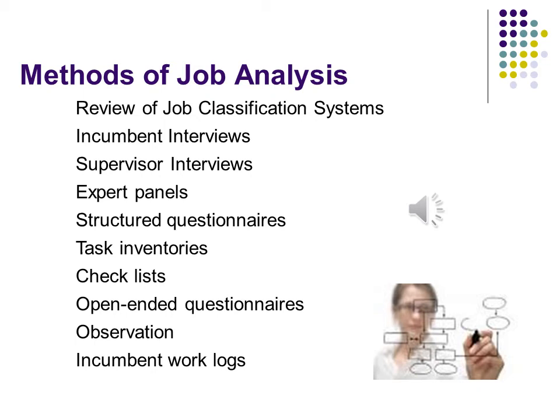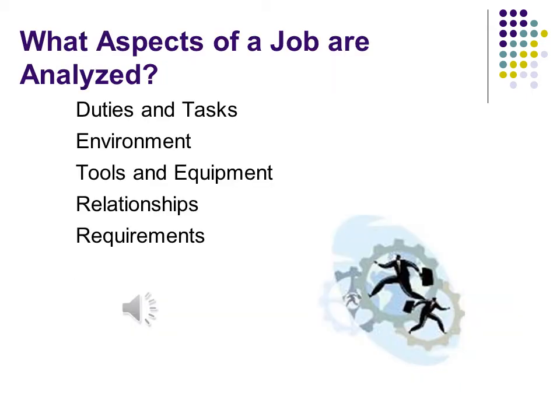The method that you may use in job analysis will depend on practical concerns such as type of job, number of jobs, number of incumbents, and location of jobs. So what aspects of a job are actually analyzed? Job analysis should collect information on the following areas: duties and tasks, environment, tools and equipment, relationship, and requirements. We're going to first discuss duties and tasks.